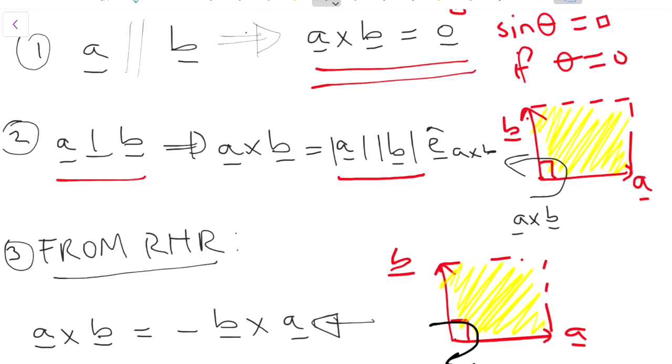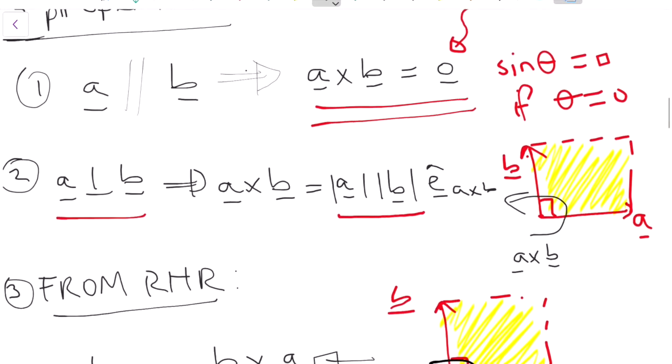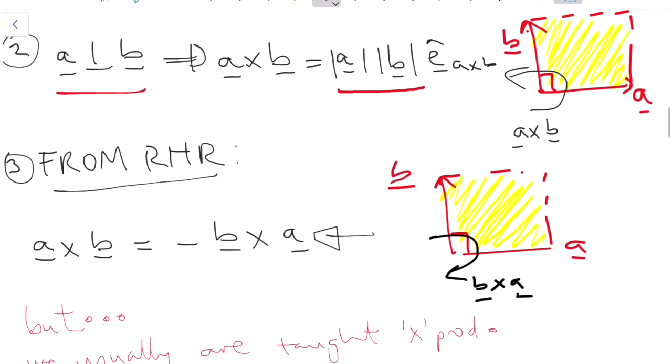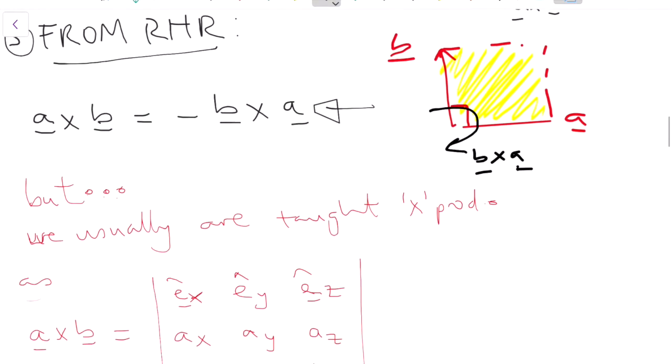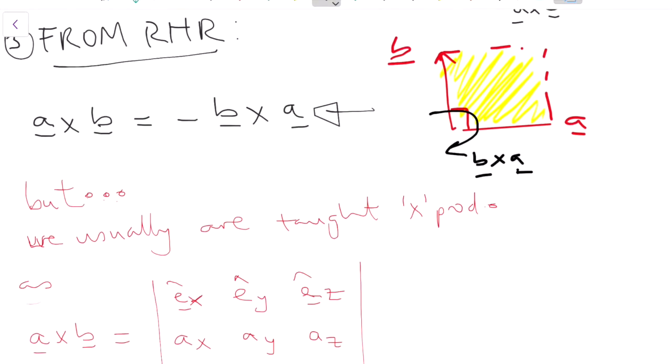So B cross A. And so if you're looking at a computer screen, the vector would point into your computer screen. So the arrowhead would point towards your computer screen. However, some of you by this point will be a bit confused because the way that cross products are generally introduced is using a 3x3 determinant, as shown here.